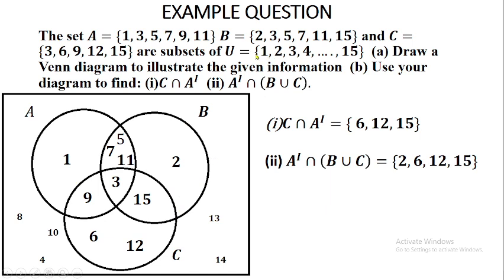But if you look at the universal set, we have the elements from 1 to 15. There are some elements that are in the universal set, but they are not in A union B union C. What are the elements? 4 is here, but there's no 4 in A union B union C. So that means write the 4 outside the circles. There is no 8 here, you write 8 here. There's no 10 here, you write the 10 out.